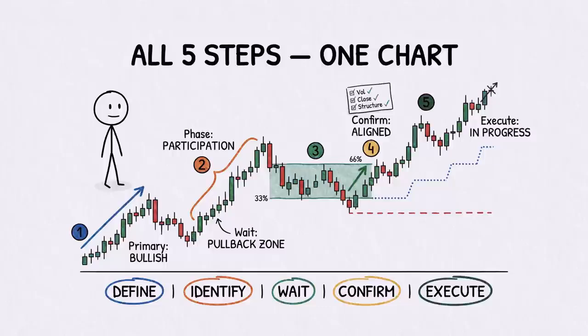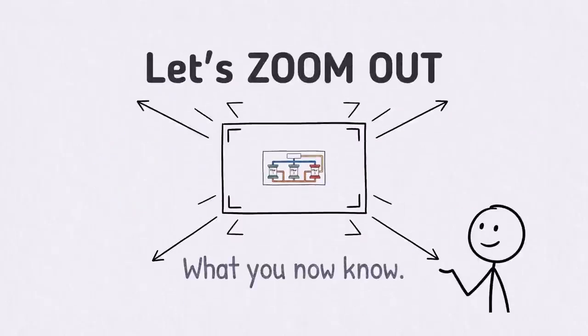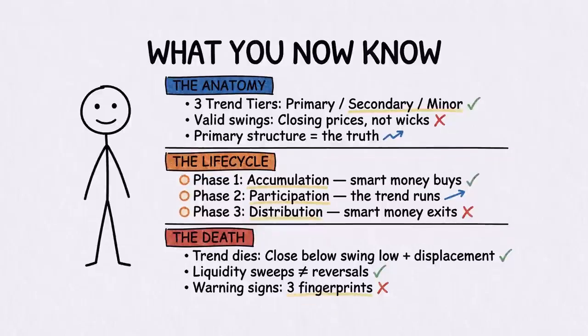That's the framework. Let's bring it all together. Let's zoom out and look at what you've just learned. 3 pillars: the anatomy, how to read market structure properly. The 3 tiers, valid swing points, closing prices over wicks, and why primary structure is all that matters. The life cycle, the 3 phases every trend moves through: accumulation, participation, distribution, where smart money buys, where the trend runs, and where it ends.